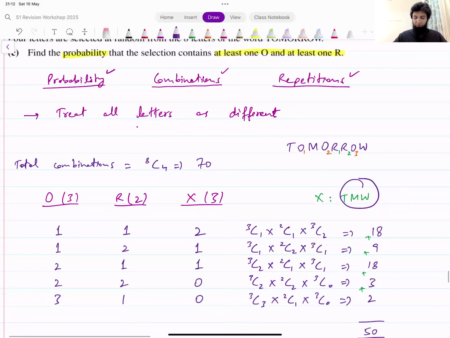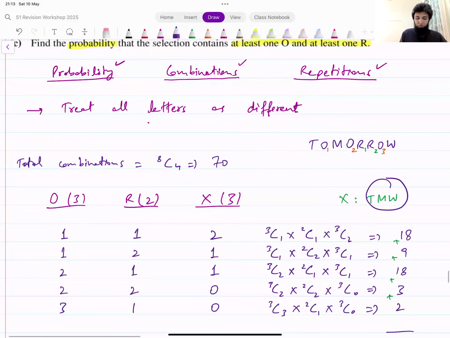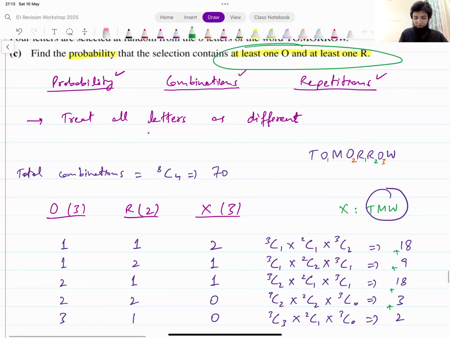Now, what's the condition? We want at least 1 O and at least 1 R. So make cases for them. Total number should be 4. Now, do it in a structured way. Fix 1 and then change the others. For example, with 1 O, what are the options that you can have? 1, 2, 2, 1. And then with 2 O's, what are the possibilities? 2, 1, 1, 2, 2, 0. With 3 O's, you could have 1, 0, right? These are all the possible cases that satisfy both of these conditions.